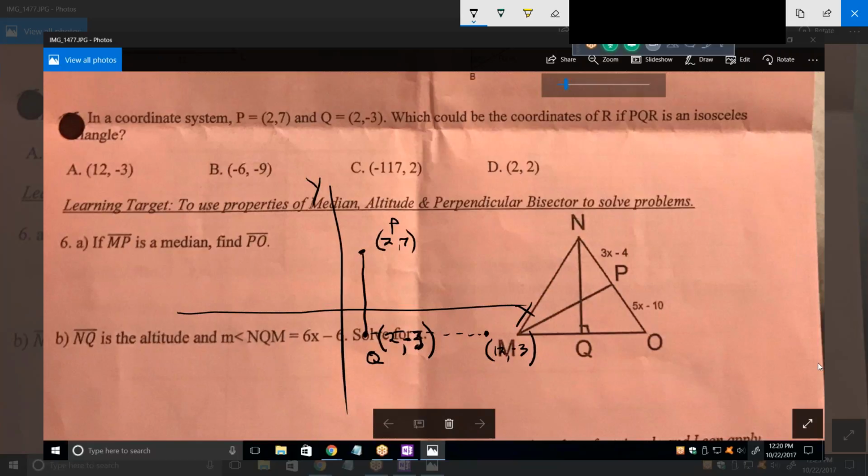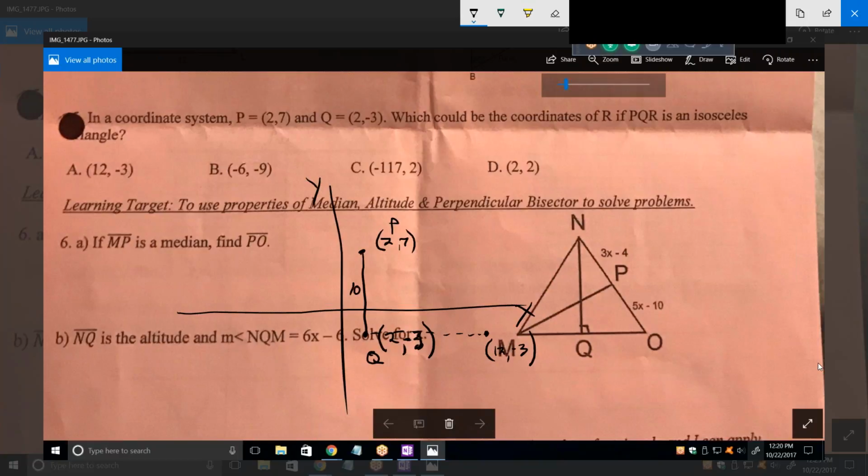Wouldn't two angles or sides be the same? Or two sides. We don't know much about angles here. So two sides. We do know the length of this side. What's that length? Of PQ. It is 10.